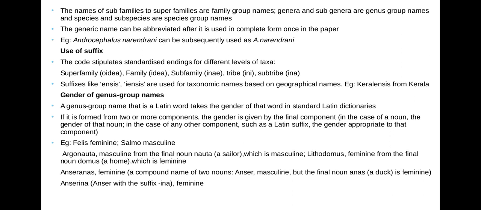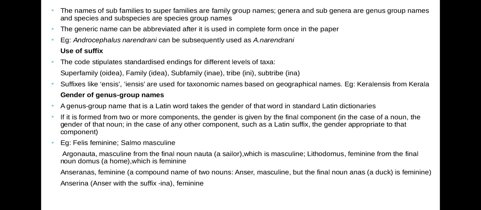Carolensis from Kerala. Then gender of genus group names. A genus group name that is a Latin word takes the gender of the word as given in standard Latin dictionaries. If it is formed from two or more components, the gender is given by the final component in the case of a noun. In the case of any other component, such as a Latin suffix, then a gender appropriate to that component. Then Felis feminine, Salmo masculine, then Argonauta masculine from the final noun nauta, Aceila which is masculine, then Lithodomus feminine from the final noun domus, a home, which is feminine.